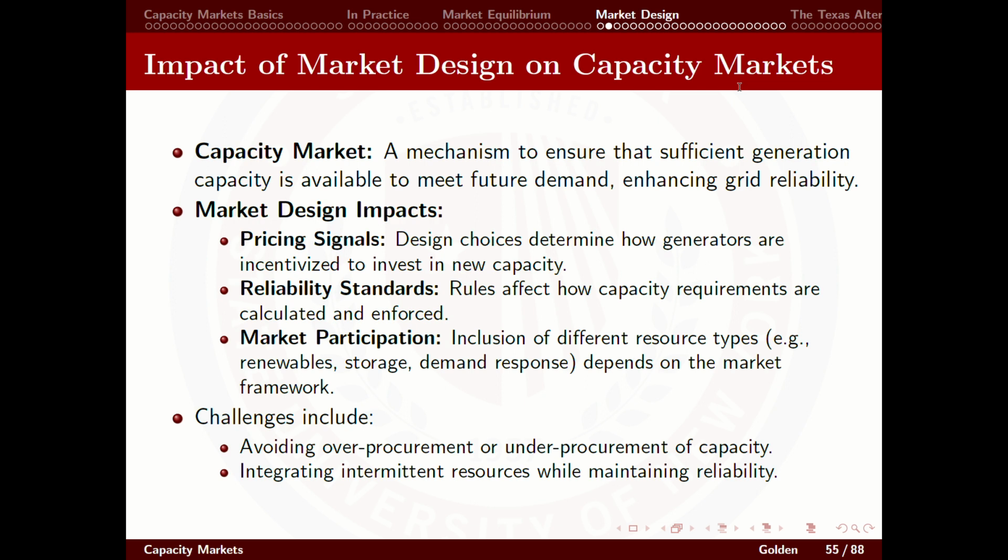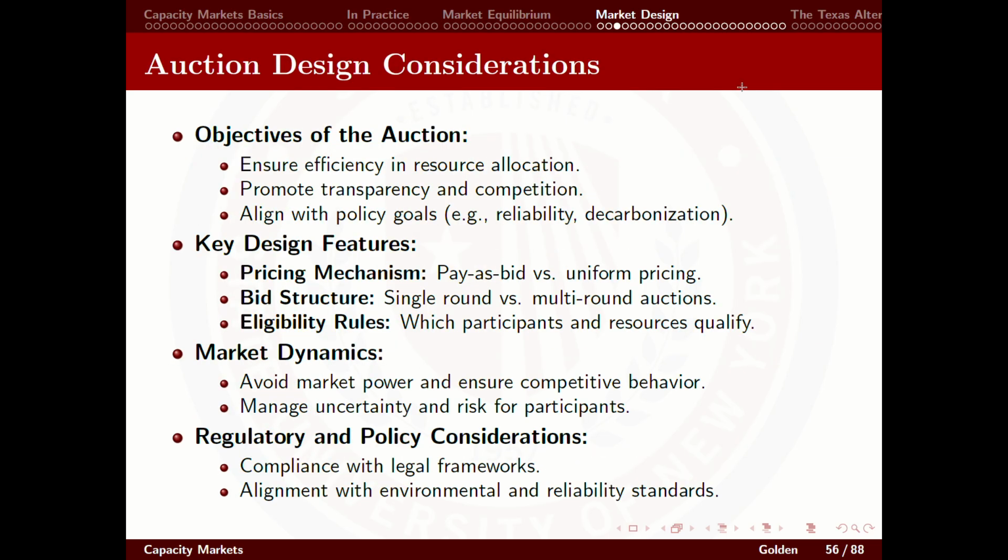So we've been talking about these challenges for a while, and now we're supposed to be talking about a framework for thinking about designing a market to deal with them. So these are done through auctions. These capacity markets are auctions. So the objectives of the auction are to ensure efficiency and resource allocation, promote transparency and competition, of course, align with policy goals, most importantly, reliability and decarbonization. We want the grid to work. We want everyone to have power, but we also would ideally like to decarbonize at a fast enough rate to stop climate change.